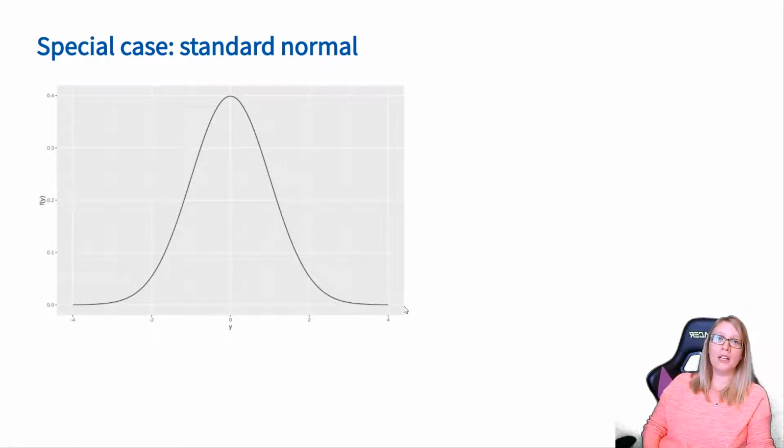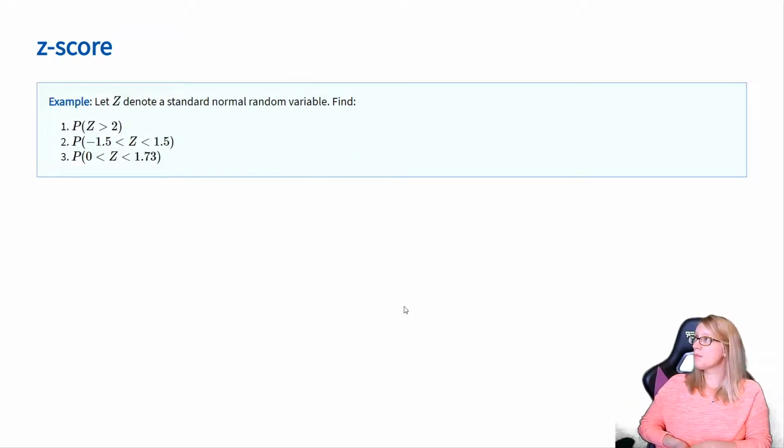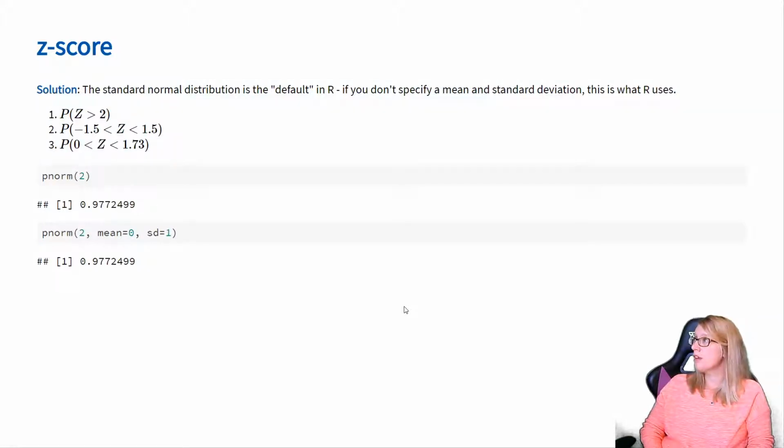So we've really contained almost everything in a standard normal within 3 units from the mean. So let's find some probabilities associated with this standard normal. Let's find the probability that z is greater than 2. Let's find the probability that z is between -1.5 and +1.5. And let's find the probability that z is between 0 and 1.73. Starting with the probability that z is greater than 2.